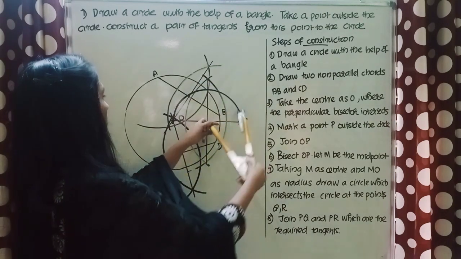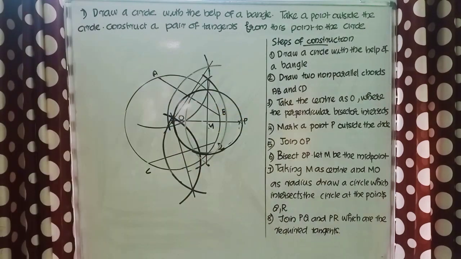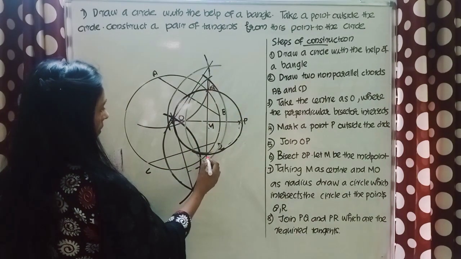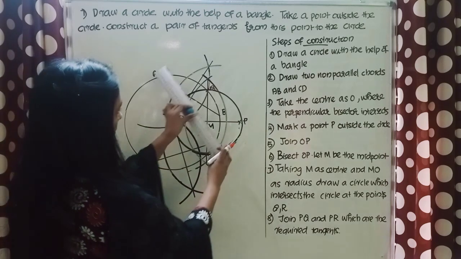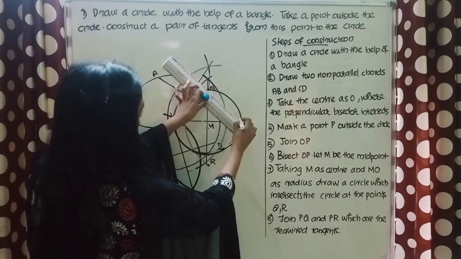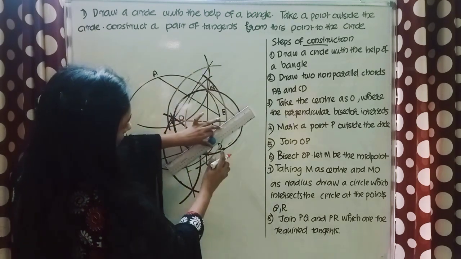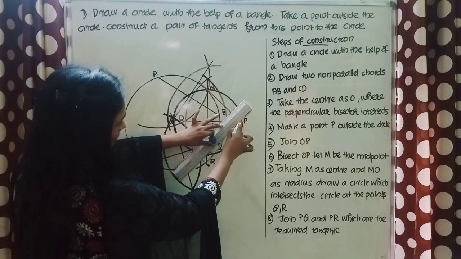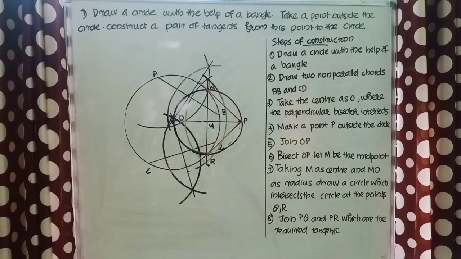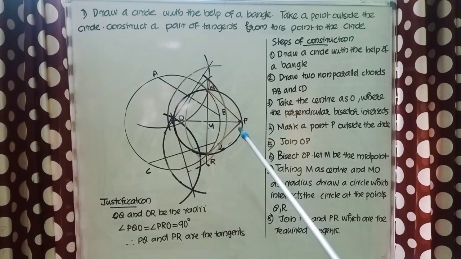Taking M as center and MO as radius, draw a circle which intersects the circle at the points Q and R. So here you can see this PQ and PR are the tangents. Justification: OQ and OR are the radii. Therefore angle PQO equal to angle PRO equal to 90 degree. Therefore PQ and PR are the tangents.